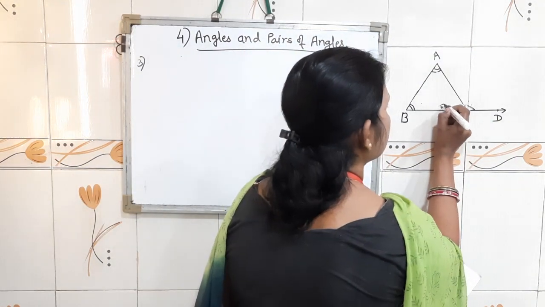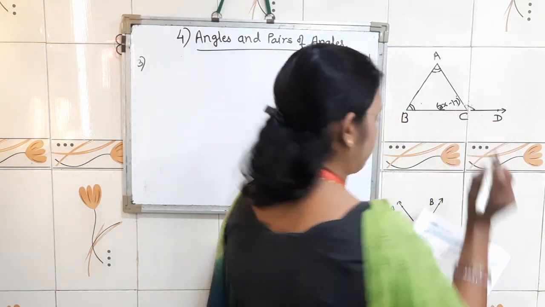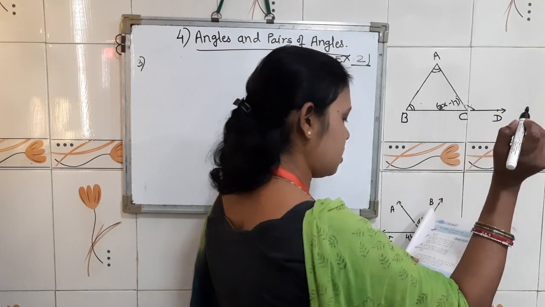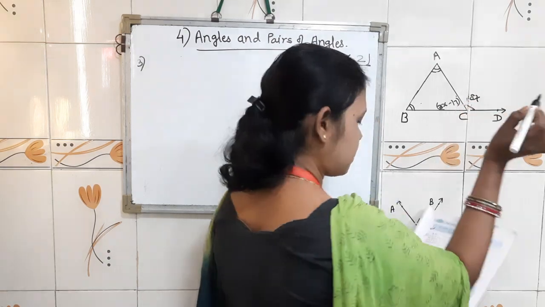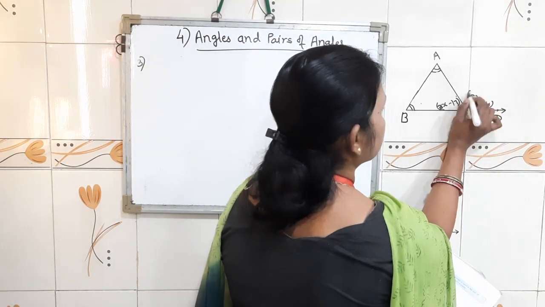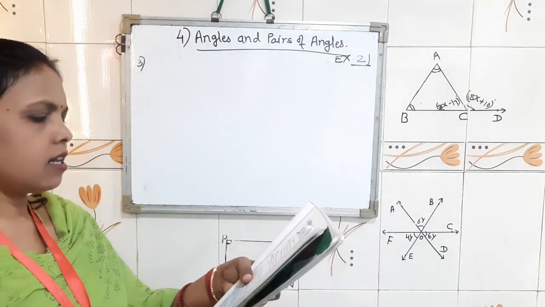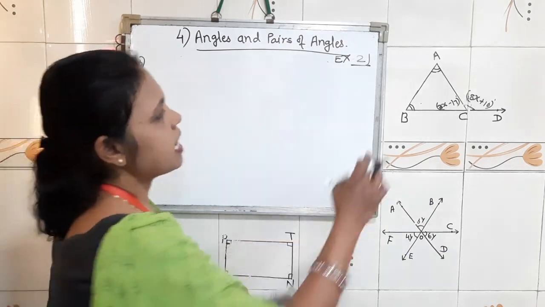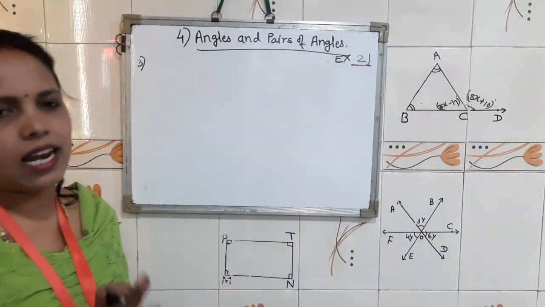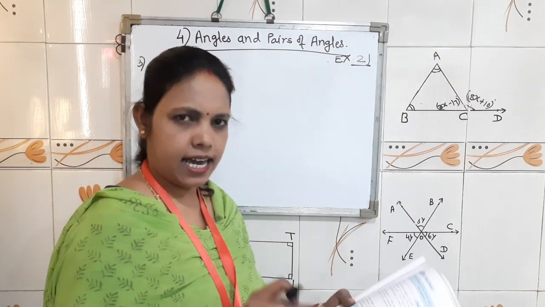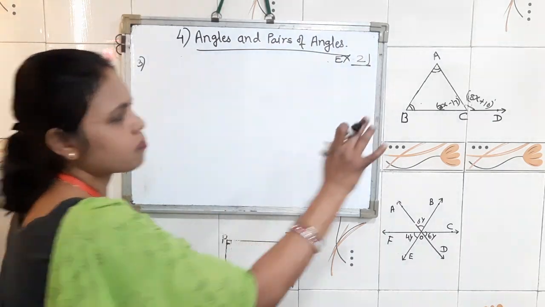Measure of ACB and ACD are given. ACB, that is 3x minus 17. And this one is given, ACD, 8x plus 10. So children, find the measurement of angle ACB and ACD, as well as we are going to find out angle A and angle B. So children, we are considering this diagram and we had written.